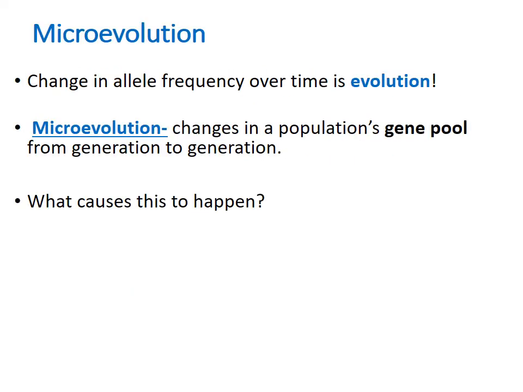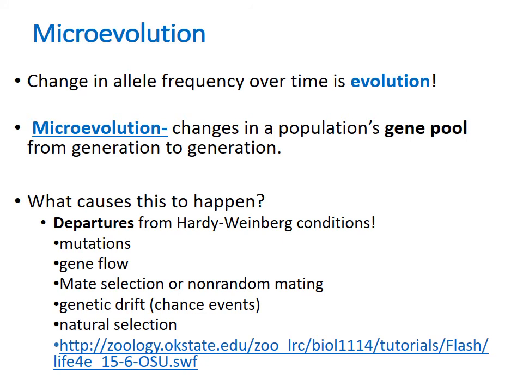So that brings us to microevolution. We said the Hardy-Weinberg equilibrium said that change in allele frequency wouldn't happen if all those conditions were met. However, we don't meet all of those conditions in a real population. So change in allele frequency over time is all evolution is, and microevolution is specifically looking at changes in a population's gene pool from generation to generation. So the things that would make that happen are departures from those Hardy-Weinberg conditions.